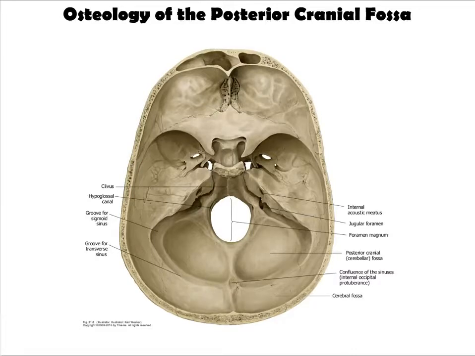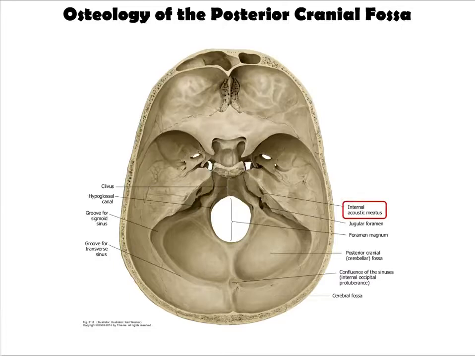The posterior cranial fossa receives the cerebellum and the occipital lobes of the brain. The large, centrally located foramen magnum transmits the spinal cord as it emerges from the medulla of the brainstem. Notice there are also 3 additional foramina in the posterior cranial fossa. These 3 foramina in total will convey 6 different cranial nerves.